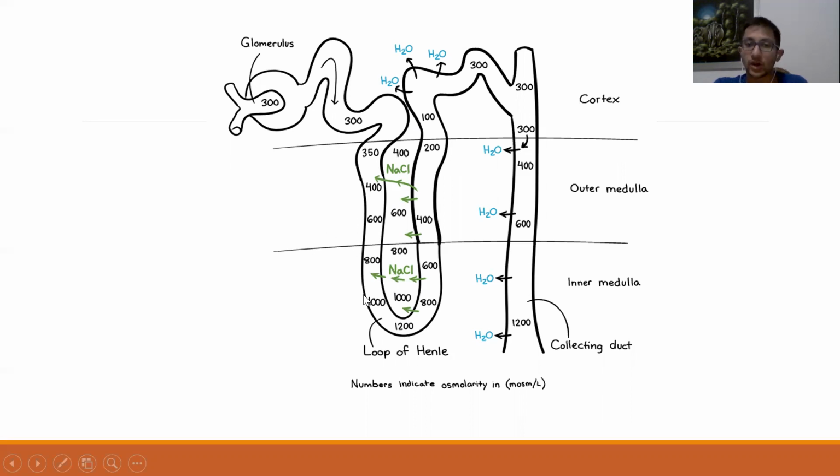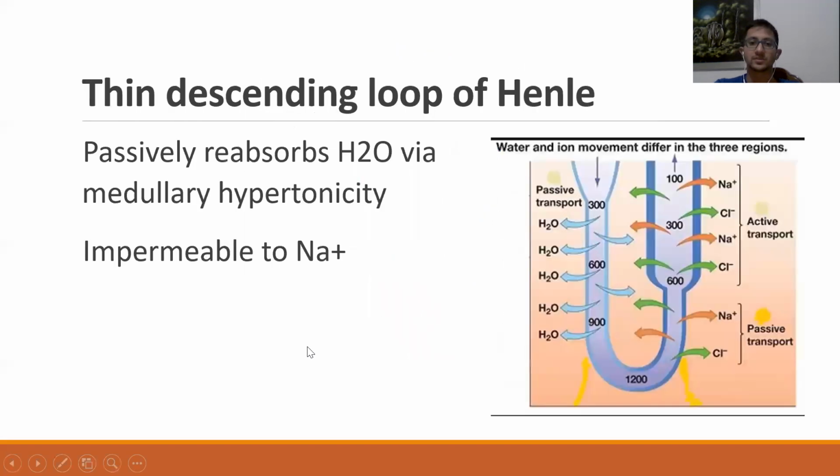Over here, there are no ion channels. Remember that the thin descending loop of Henle is impermeable to sodium chloride, so there is no reabsorption of sodium chloride happening over here. Only water is drawn out, and if water is drawn out, you're making something more concentrated. So as the urine moves down, it's getting more concentrated, and that's what happens with the thin descending loop of Henle.